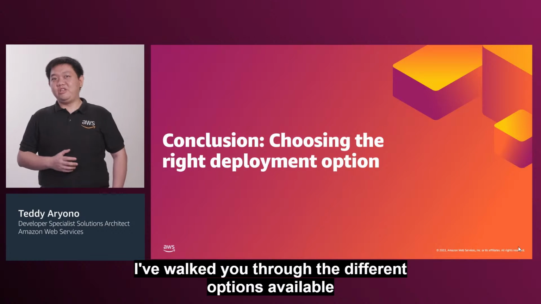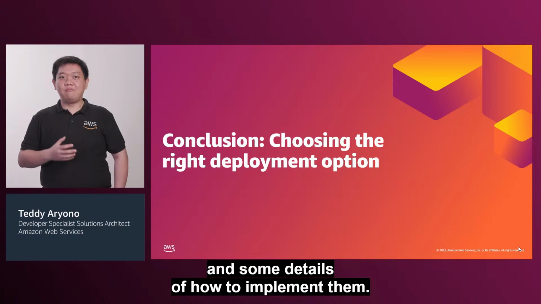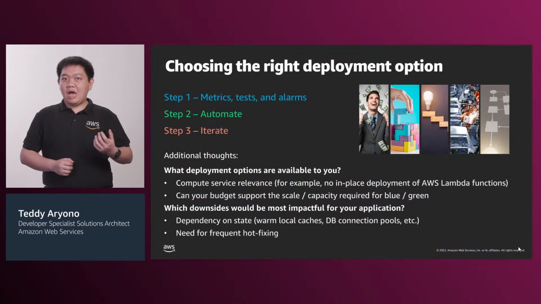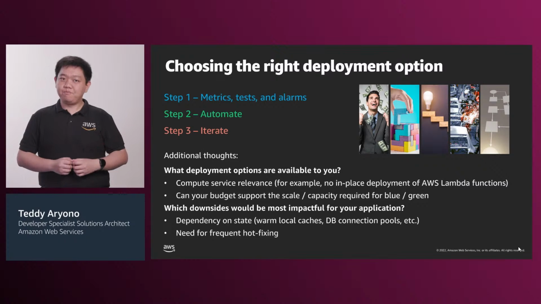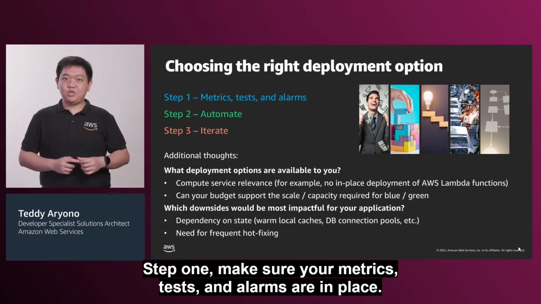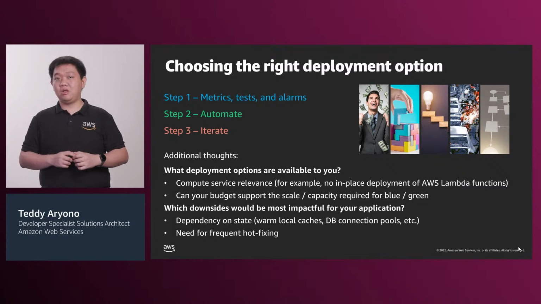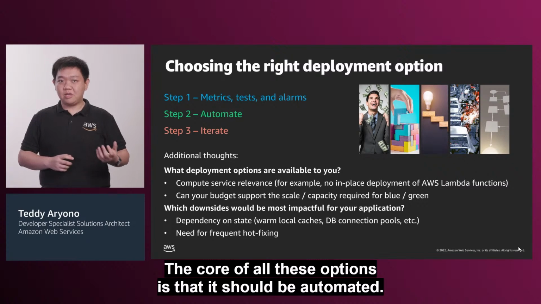I've walked you through the different options available and some details of how to implement them. So let's wrap it up. How do you choose between them? Step 1, make sure your metrics, tests, and alarms are in place. The second step is to embrace automation. The core of all these options is that it should be automated.